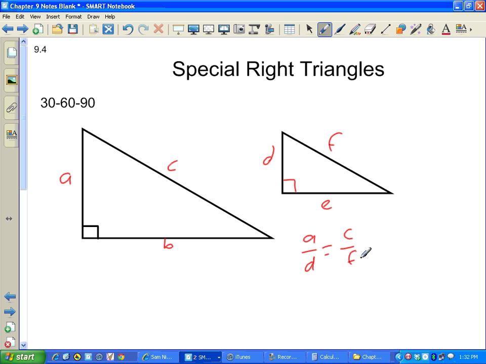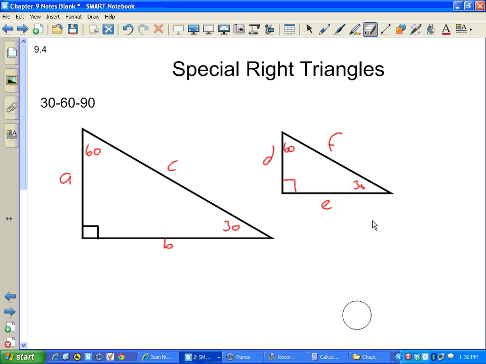Okay, another way I could write this is I could switch the means so that A over C is the same as D over F, which means the ratio between the short side and the hypotenuse of any right triangle that has 30, 60, and 90 degrees in it is the same amount. Okay, so now we're going to look at what those ratios are.